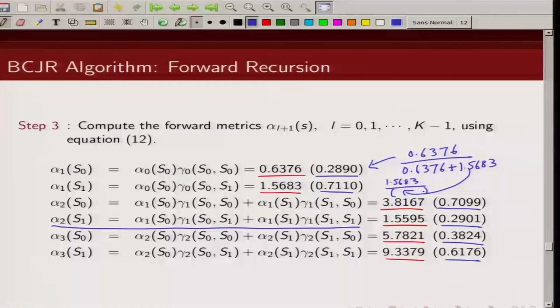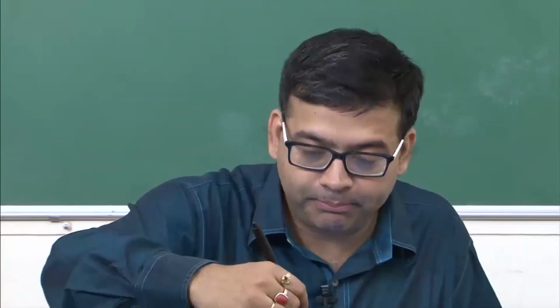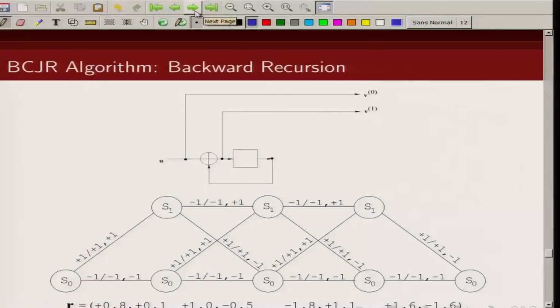So, I can take this value. When I compute alphas, I can just work with these values, or I can work with these values. It is just a scaled version, so it does not make a difference, except that for implementation purposes you may want to scale them, add them up to 1, so that the values do not blow up. So, once we have computed alphas, we can follow the same procedure to compute beta.